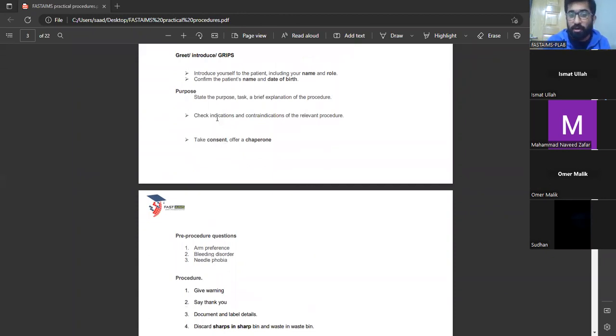Then check indications and contraindications. Obviously, whenever you are going to perform a procedure, you have to check those. For indications, like in urethral catheterization, there should be urinary retention, and in ABGs, there is shortness of breath. In some scenarios, like in speculum examination, active menstrual bleeding or pregnancy are contraindications. You cannot perform. You have to make your own questions and ask about these contraindications, to show the examiner as well, and rule out all the contraindications for the sake of the procedure.